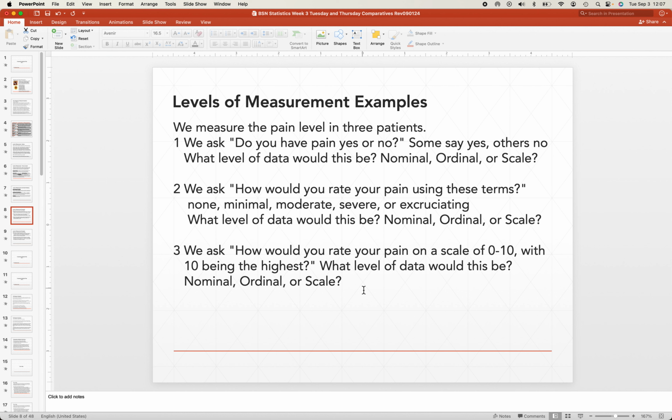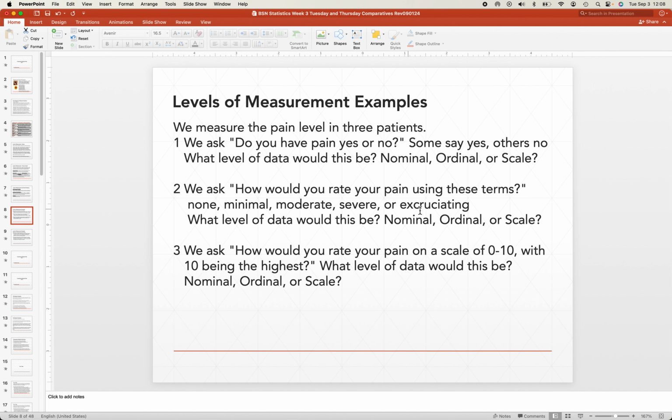So here's some examples. Imagine that we measure the pain level in 3 patients. We ask the first, do you have pain, yes or no? Some say yes, others say no. What level of data would this be? Nominal, ordinal, or scale? It's nominal data because it's simply yes or no. There's no order or hierarchy here. It's not a number. Anytime we have a yes or no response, does the patient have a diagnosis or not? Yes or no. These are all examples of nominal data.